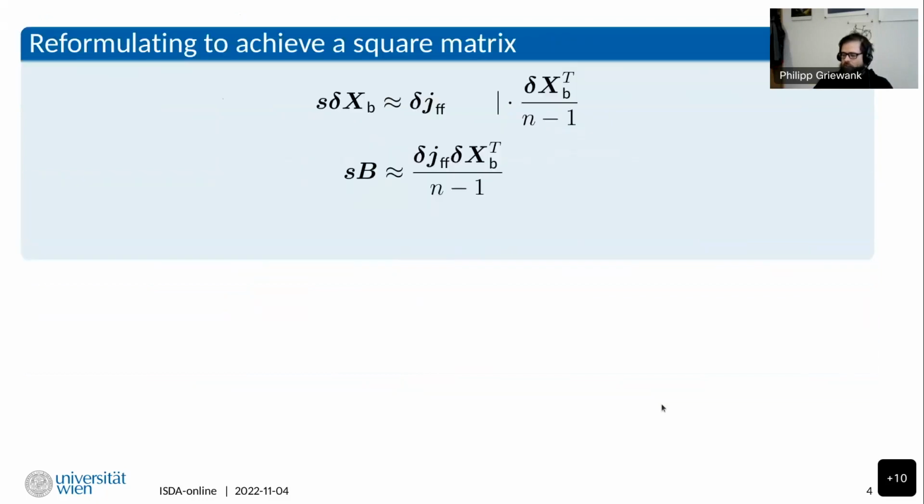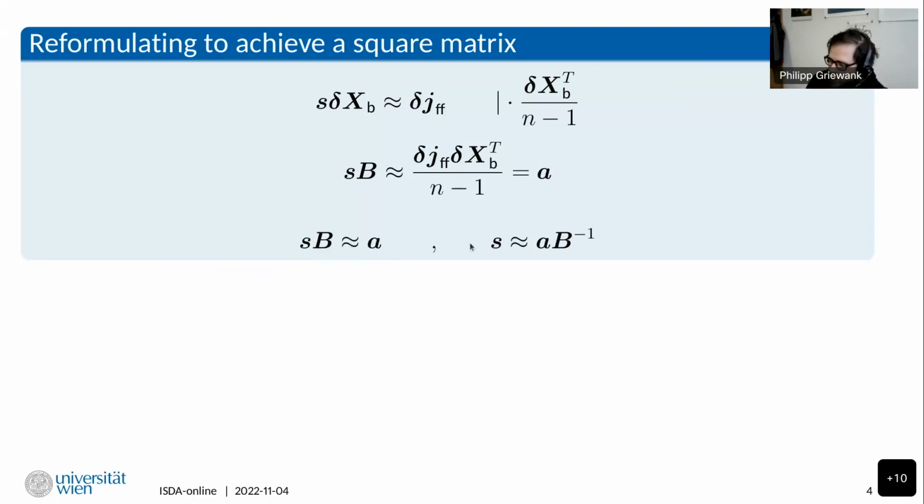So what's commonly done is that you reformulate it using a square matrix, namely here the background covariance matrix. And this is simply achieved by multiplying our original approximation with delta x transpose divided by n minus 1, so that we get the sensitivity times the B matrix is then approximately this vector. So the covariances between the perturbations of the forecast metric and the background. And just to make things less confusing, I'll just call this second vector A. So we have S B is approximately A.